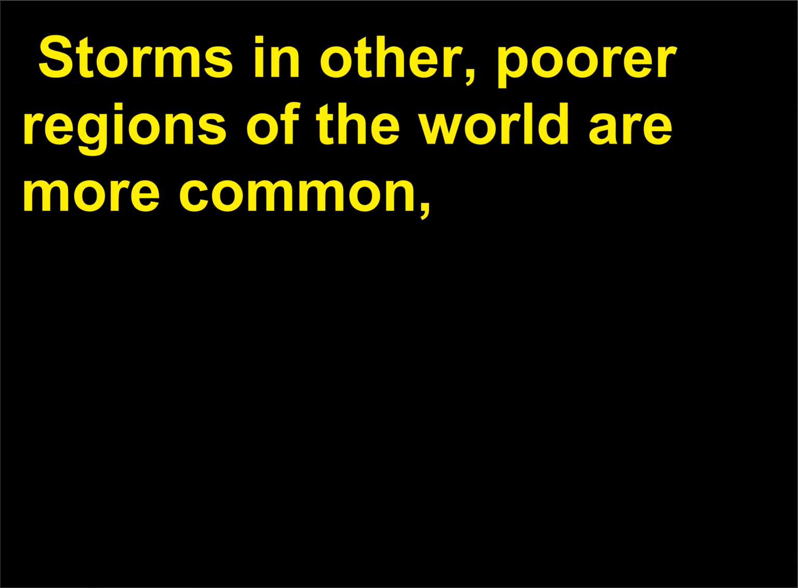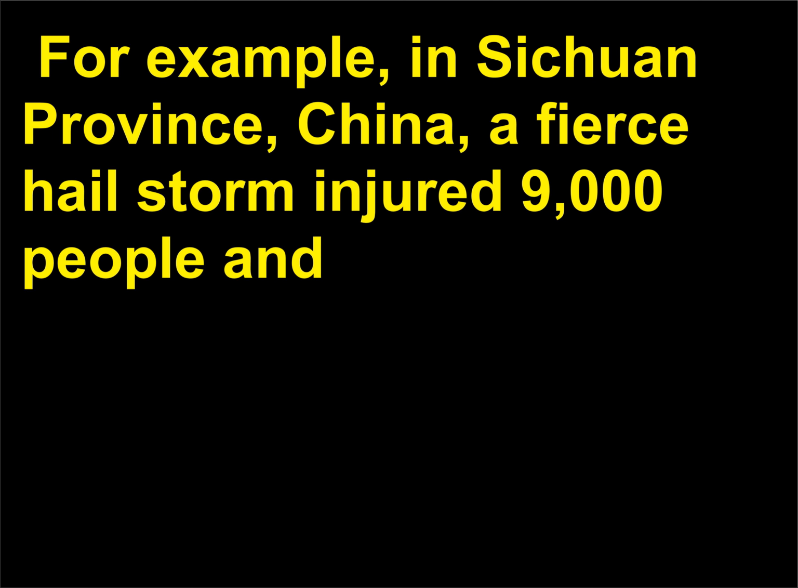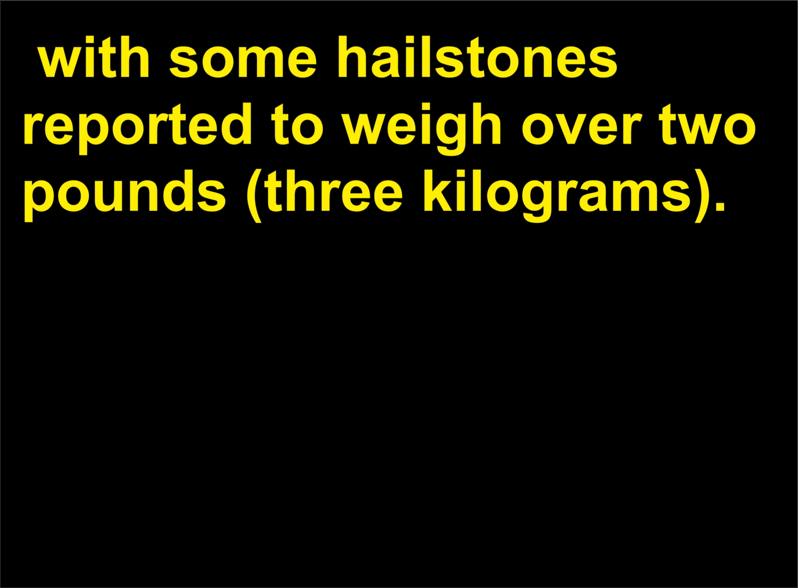Deaths from hailstorms in other, poorer regions of the world are more common, however, because poorly built shelters collapse, killing those inside. For example, in Sichuan province, China, a fierce hailstorm injured 9,000 people and killed 100 on March 22, 1986. A month later, that same year, 92 people died in Gopalganj, Bangladesh, with some hailstones reported to weigh over 2 pounds, 3 kilograms.